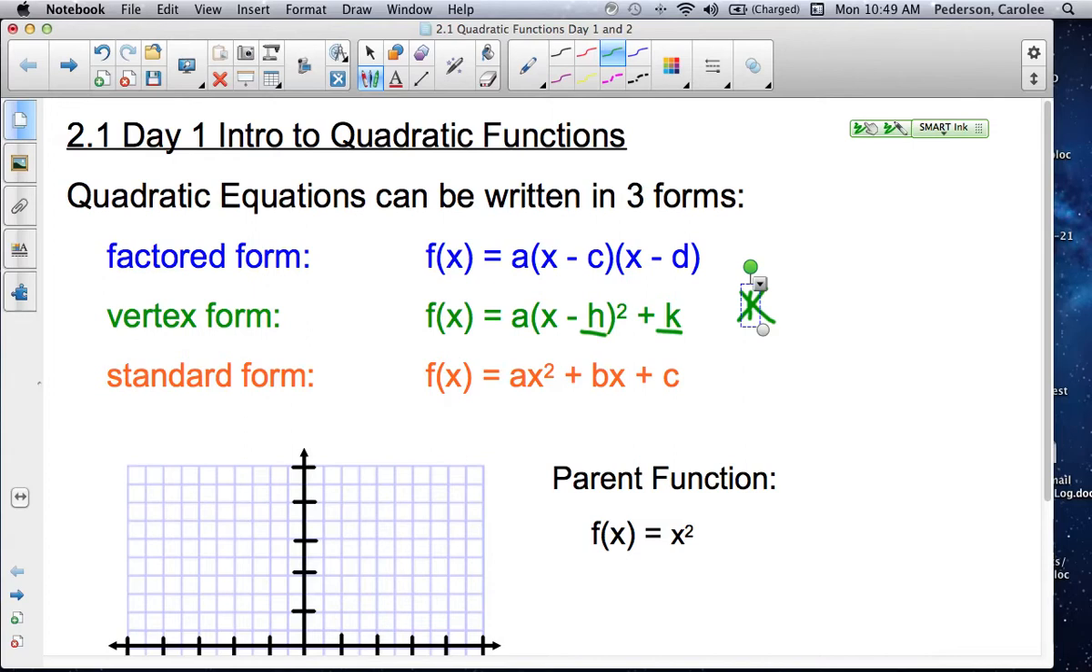If you'd like to write them down, you're welcome to do so. We will refer to them throughout this section. This is a 2-day section. Day 1 focuses on introduction to quadratic functions and being able to graph them, where 2.1 day 2 does the opposite. We give you a graph and we want you to come up with the equation of that function. So what we're going to do first is review the parent function for our parabola.